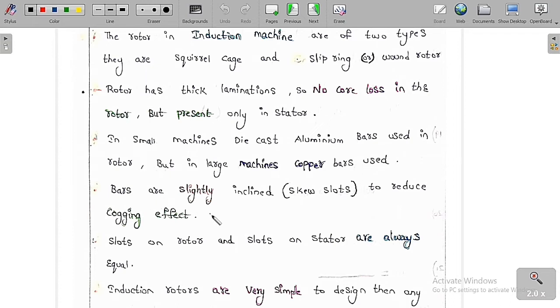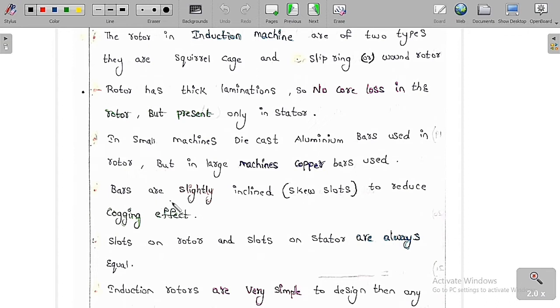So with the help of skewing we can prevent crawling and cogging, but the efficiency also decreases, because the length of the copper bar increases due to the skewing. More length means more resistance, so the copper loss in the rotor will increase, and the efficiency will decrease.